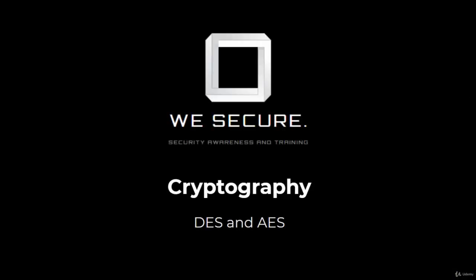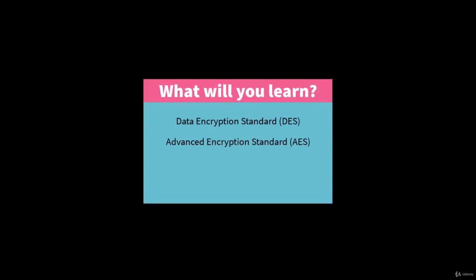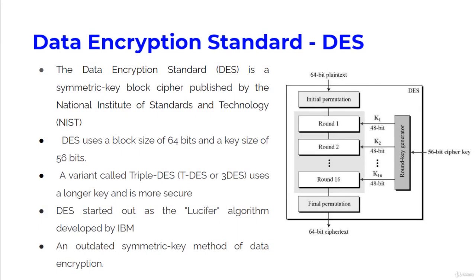Let us continue with cryptography. In this video, we are going to learn advanced encryption algorithms like Data Encryption Standard (DES) and Advanced Encryption Standard (AES). The Data Encryption Standard (DES) is an outdated symmetric key method of data encryption. DES is a secret key encryption scheme adopted as a standard in USA in 1977.